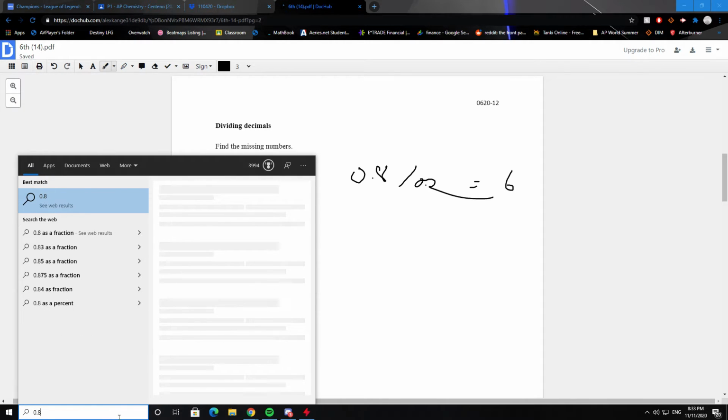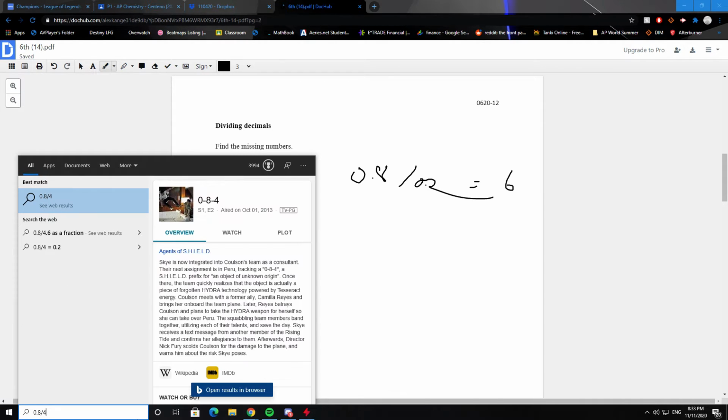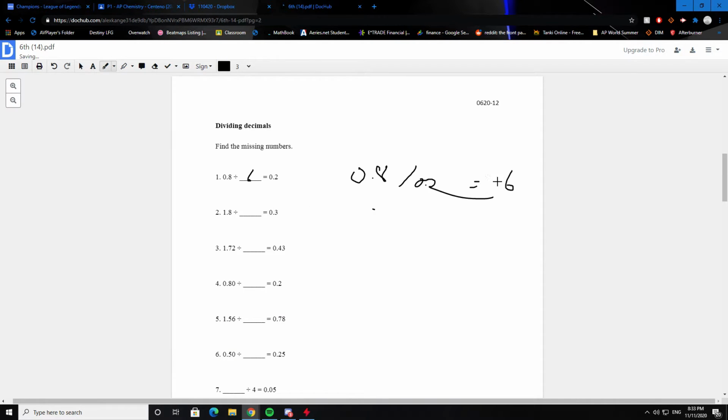Oh wait, so it is 4. Yeah, 0.2. So the answer is 4. And that's all you're gonna do. When you're dealing with decimals, all you have to do is really just divide this number by this number, and you should get the correct number. And just in case you want to check it, you just run the equation through. So 1.8 divided by the number you just got should equal 0.3.